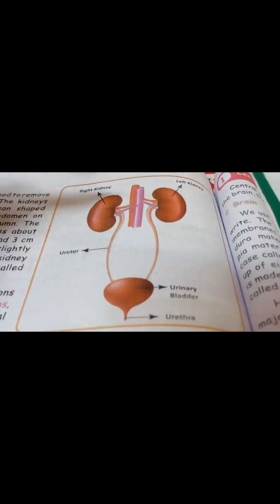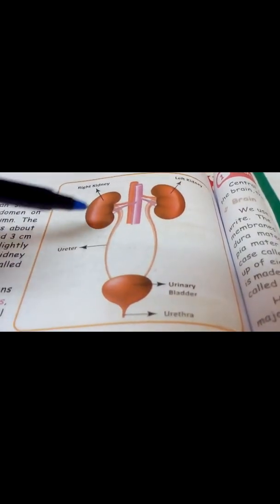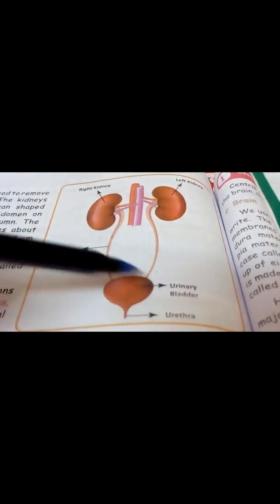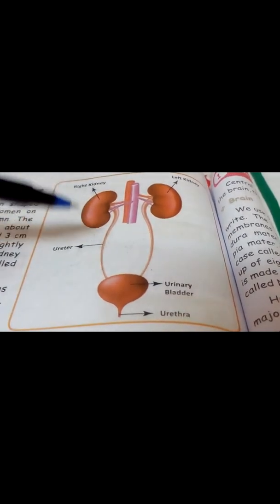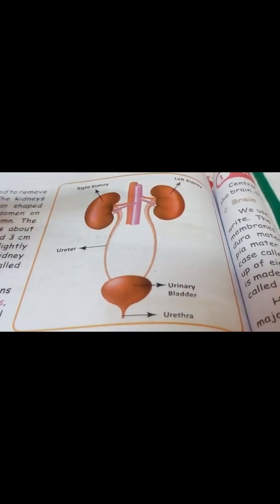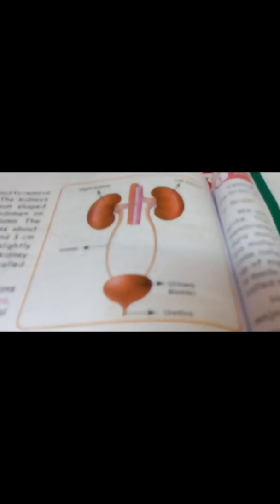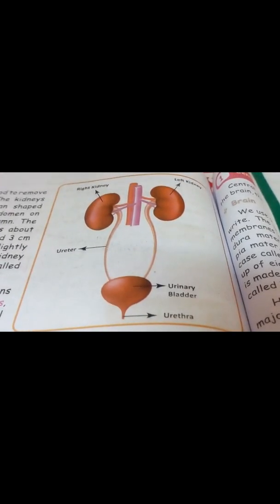This is the two kidneys and this is the ureter and this portion is the urinary bladder, and this is the urethra. This is the picture of excretory system. See the picture carefully.